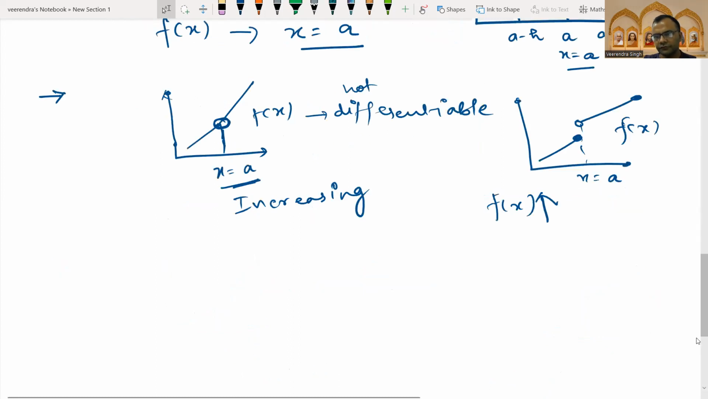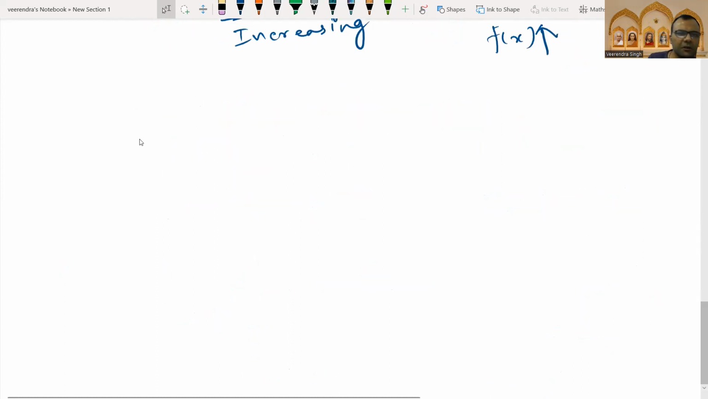Now I will talk about the interval x1 to x2. Suppose we have interval I, which is x1 to x2. So for the interval x1 to x2, how will we determine that f of x is increasing, decreasing, strictly increasing, or strictly decreasing?